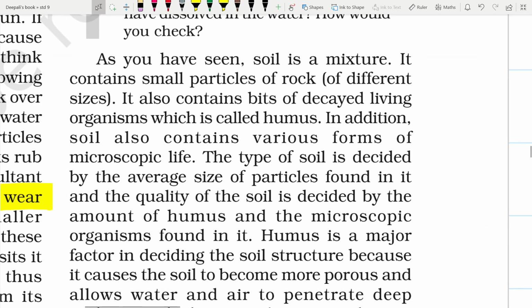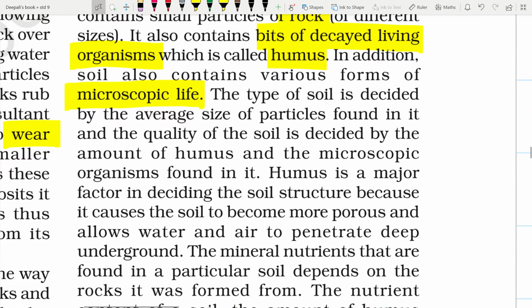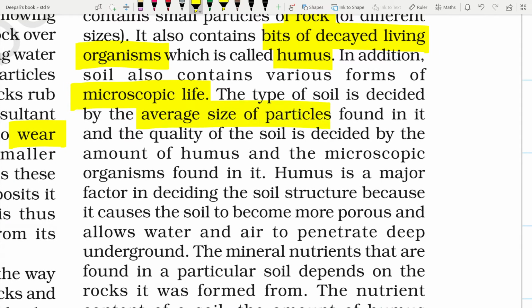It contains many small particles of rock of different sizes. It also contains bits of decaying living organisms called humus. In addition, soil contains various forms of microscopic life. The type of soil is decided by the average size of particles found in it, and the quality of soil is decided by the amount of humus and the microscopic organisms found in it.